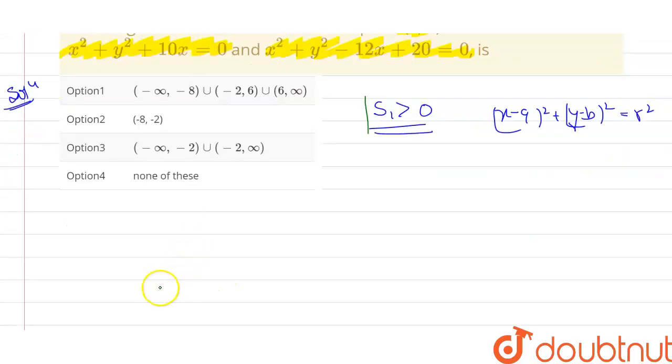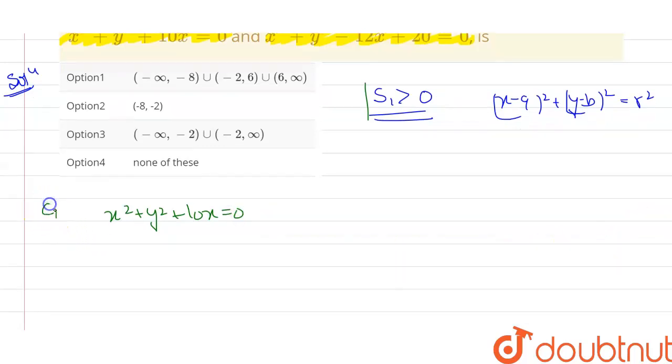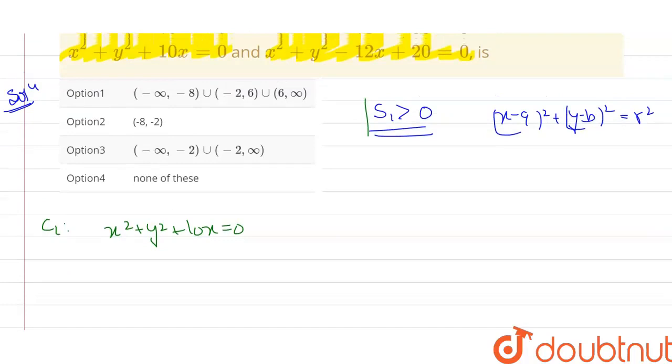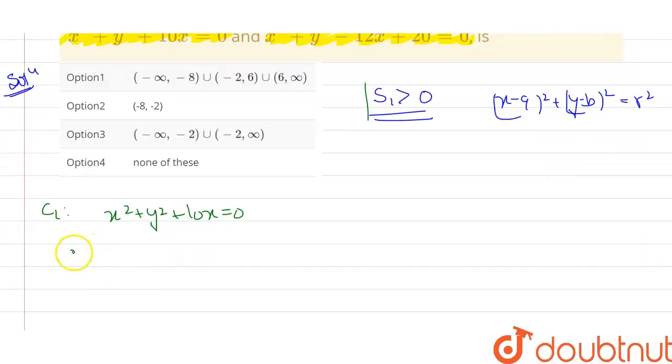Now the first equation given in the question for my circle is x square plus y square plus 10x equals 0. This is my C1 circle equation here. For the point (a, 4) I have to check, so if I put the value here, we know that my S1 is greater than 0. This condition follows here, so I can write that x is a, so a square plus 4 square plus 10a should always be greater than 0.